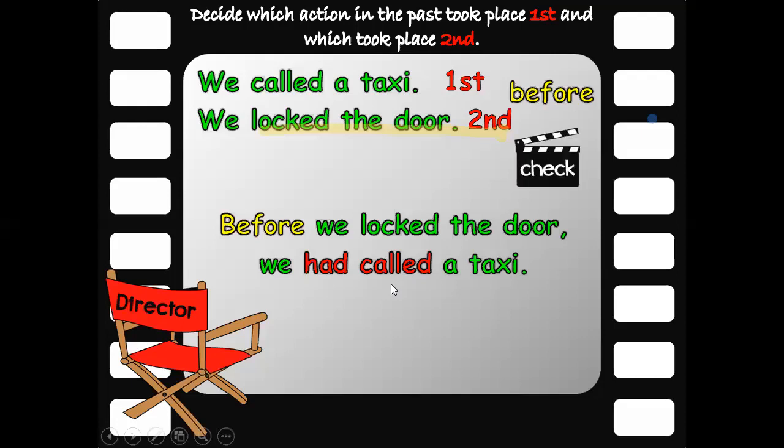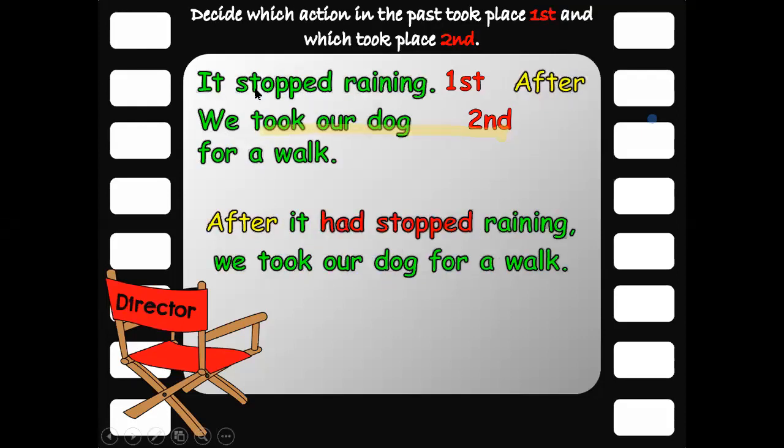تمام. Another one. It stopped raining. Action number one. We took our dog for a walk. Action number two. Use after. After it had stopped raining, we took our dog for a walk. يبقى after the word after here we used action one or action two?